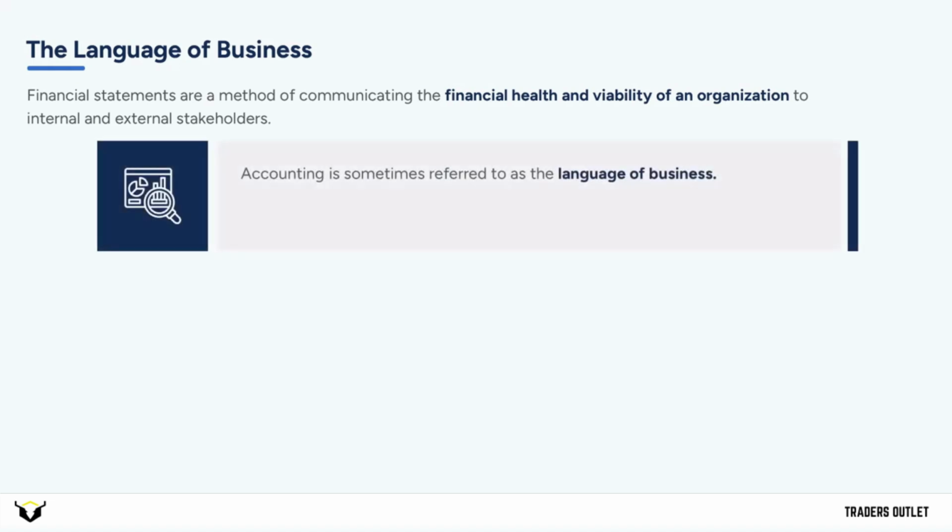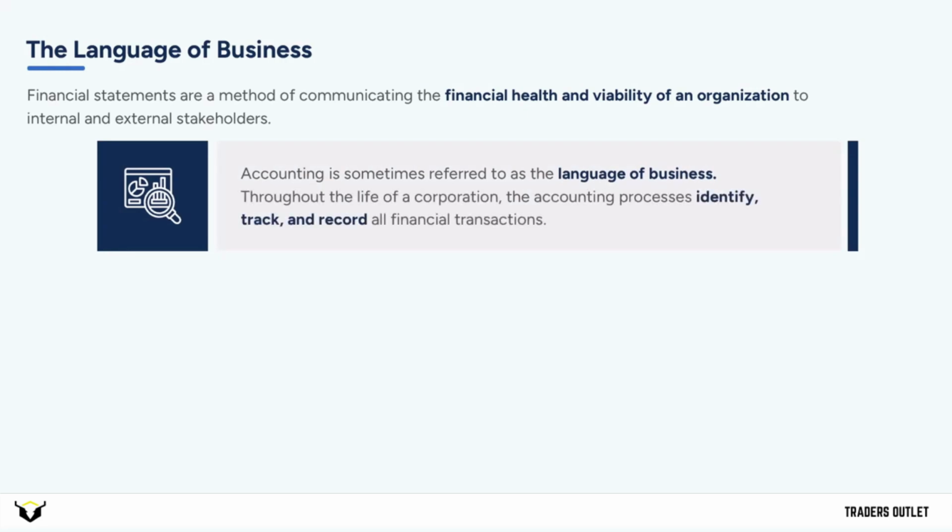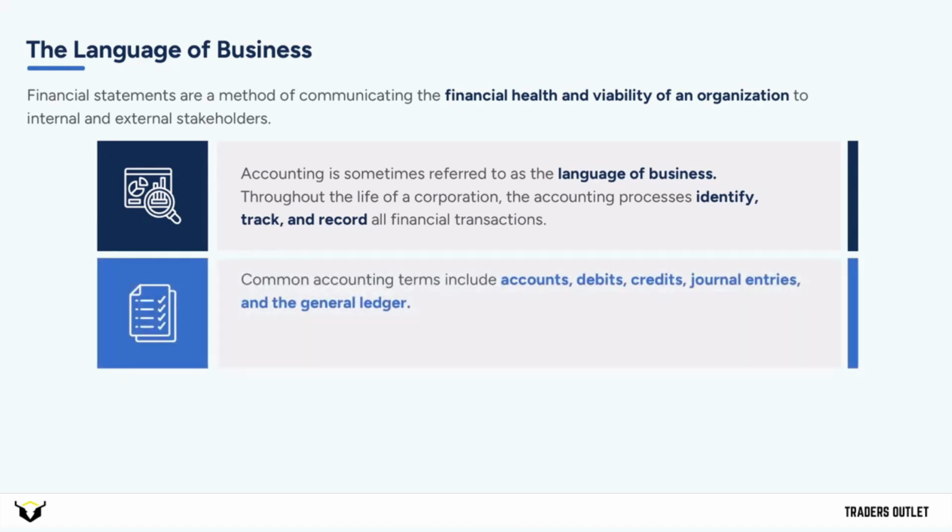Accounting is sometimes referred to as the language of business. Throughout the life of a business, the accounting processes are intended to identify, track, and record transactions. Now, throughout this course, we're going to encounter many new terms. I'm going to introduce you to terms like debits and credits and journal entries and even something called the general ledger. Each of these contribute to the creation of a business's financial statements.